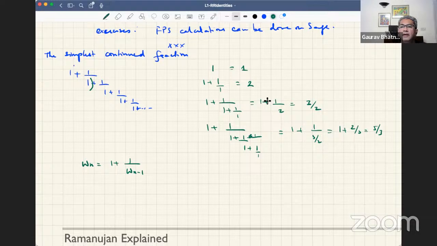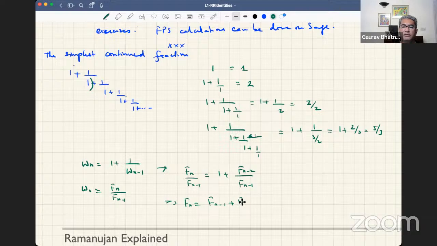So this number right here comes in the denominator, this number comes in the denominator here, and if you keep taking numbers, you'll see that each numerator comes in the next denominator. So what we do is we substitute Wn equal to some new number, Fn over Fn minus 1, and then this gives Fn over Fn minus 1 equal to 1 plus 1 over Fn minus 1 over Fn minus 2, which implies that Fn equals Fn minus 1 plus Fn minus 2.